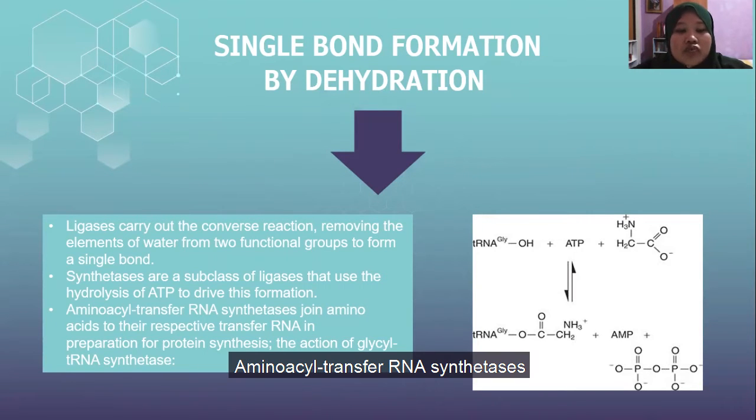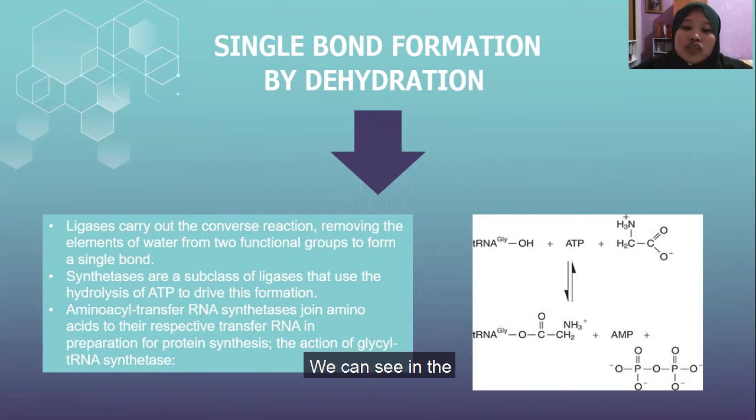Amino acid transfer RNA synthetase joins amino acids to their respective transfer RNA in the preparation of protein synthesis. You can see in the action of glycyl tRNA synthetase.